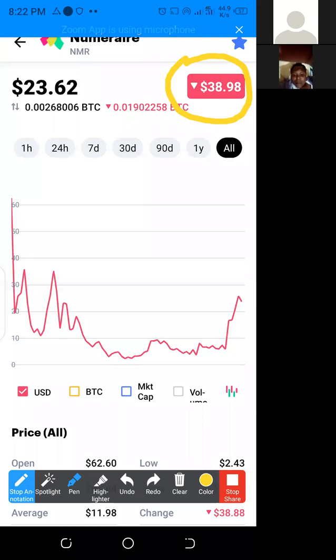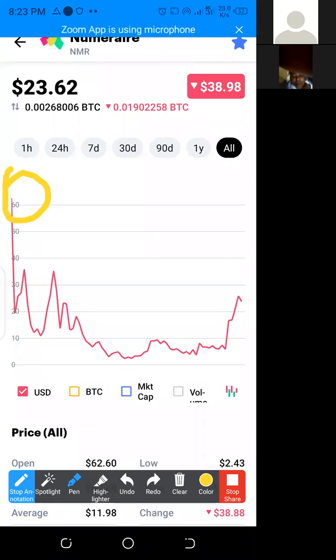But right now it's selling at $23, which means it has reduced by $38. Do you understand what I'm saying? So if you want to know how high this coin has gone, you add this $38 plus $23. You will know how high the coin has gone before. Do you understand? Now, look at this side.